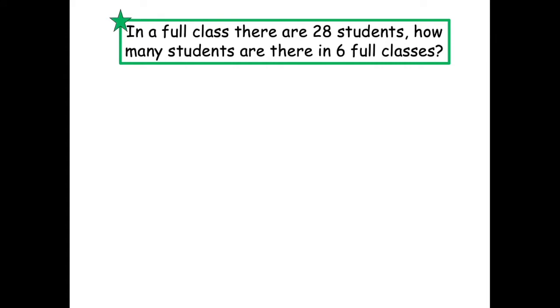So in this worked example, it says in a full class there are 28 students. How many students are there in 6 full classes? So what we need to do is, by using the column method, we're going to do 28 multiplied by 6. So this would be 28 groups of 6.